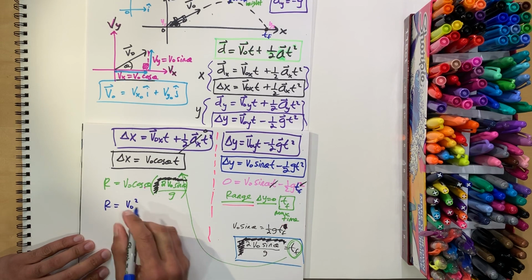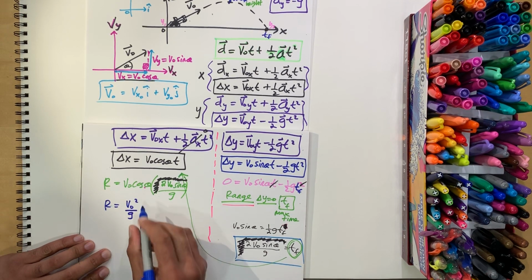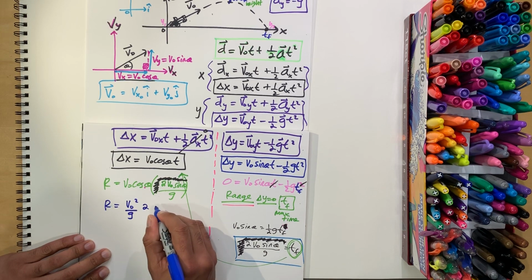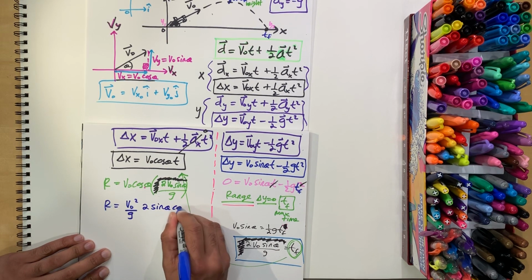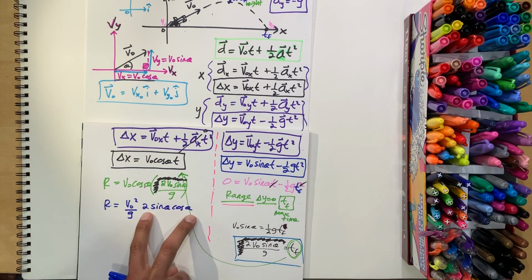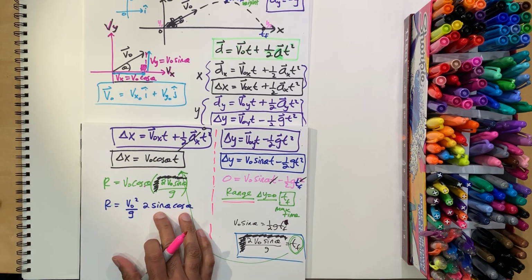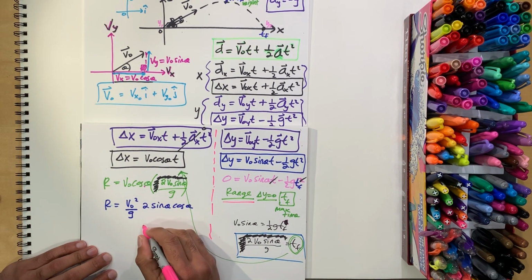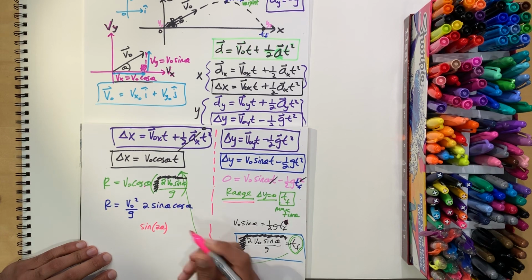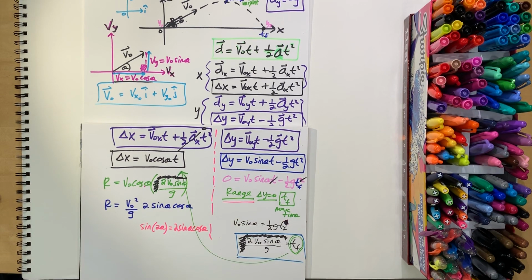I'm gonna pull the G towards the front, and then I'm gonna have here 2 sine theta cosine theta. If you look at this and bells and alarms and whistles didn't go off, then you need to review trig, because this is an identity, and the identity is sine of 2 theta is equal to 2 sine theta cosine theta. So trig is important. It's going to come back to haunt you in this class if you don't just review it.